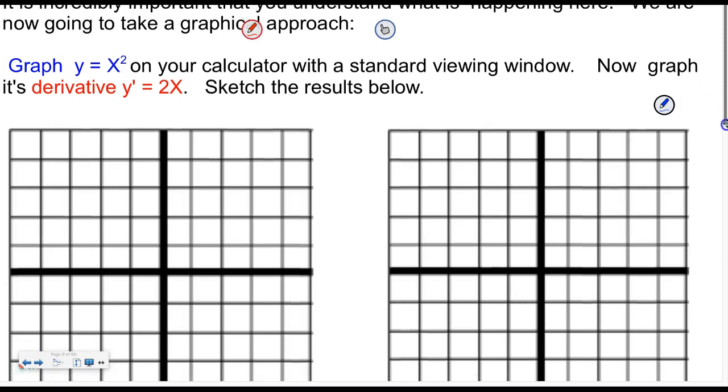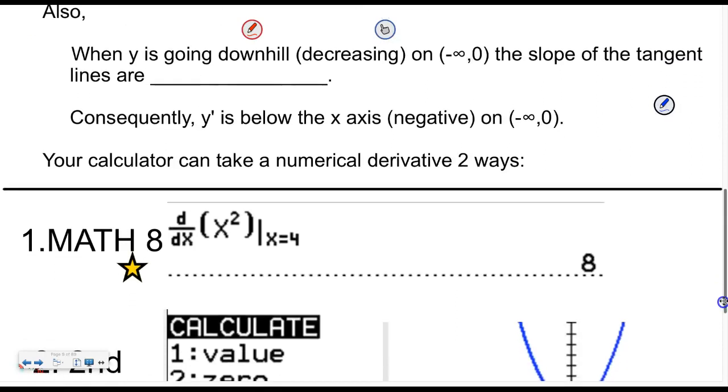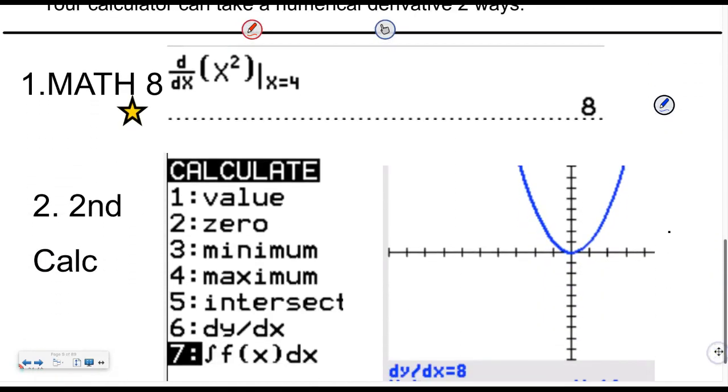I think I'll talk about this later. All right? I think I'm going to skip this whole page for now. I think it's ahead of its time, so I'm just going to let that sit. I'm going to go down to the bottom and have you take out your calculator, because your calculator will do derivatives.